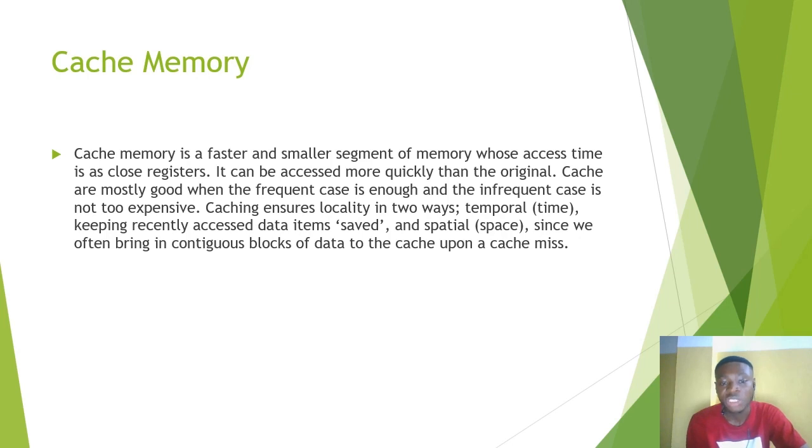Caching ensures locality in two ways. Temporal, which is keeping recently accessed data items saved, and spatial, since we often bring in contiguous blocks of data to the cache upon a cache miss.